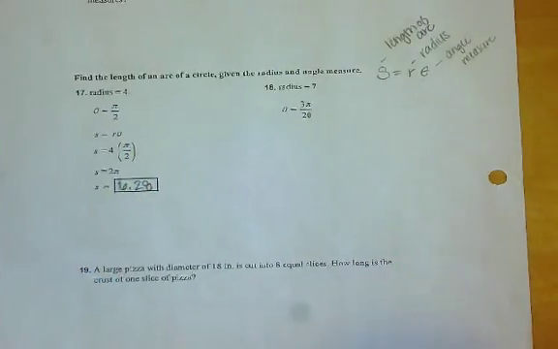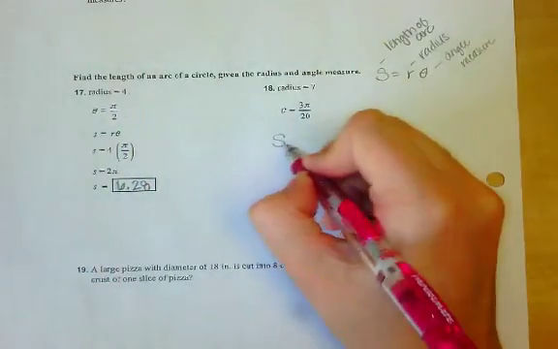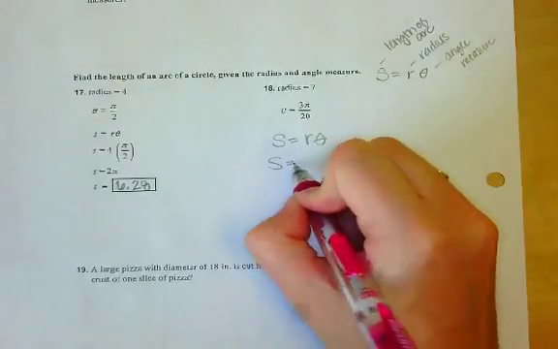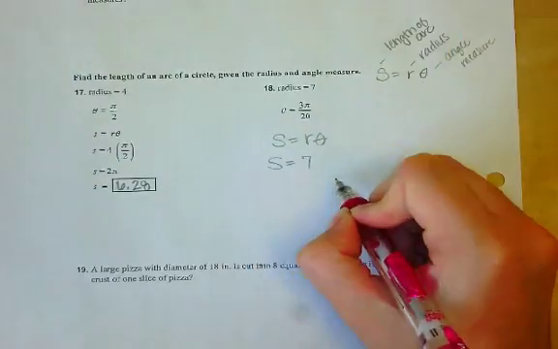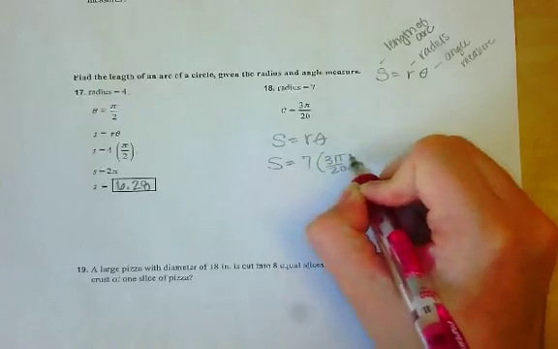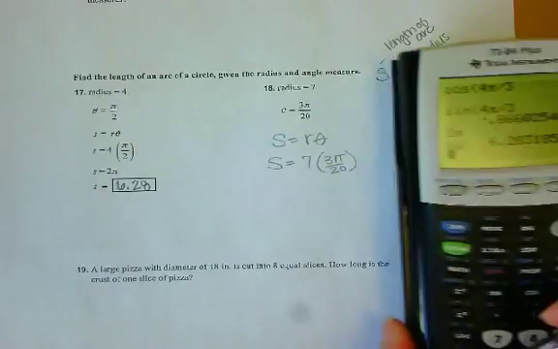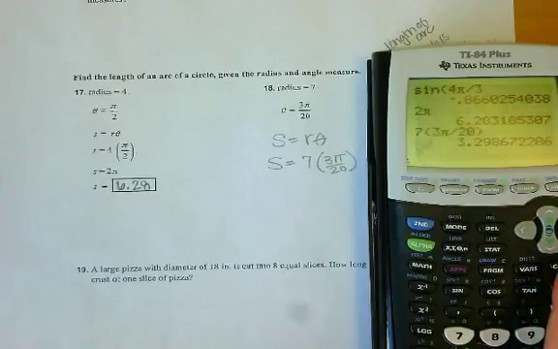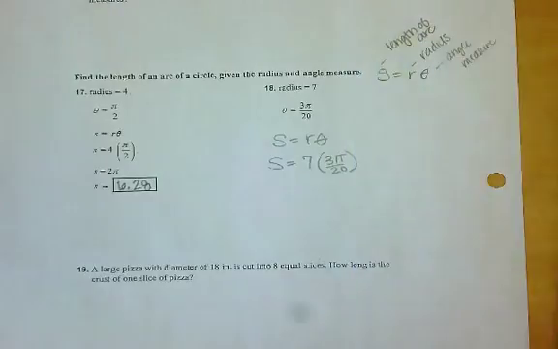So here for 18, they haven't started it for me. S equals r theta is my formula. S is what I'm solving for. They gave me a radius of 7 and a theta measurement of 3 pi over 20. So I can type this in my calculator all at one time. 7 times 3 pi divided by 20 gives me a measurement of 3.29, which we can round to 3.3.